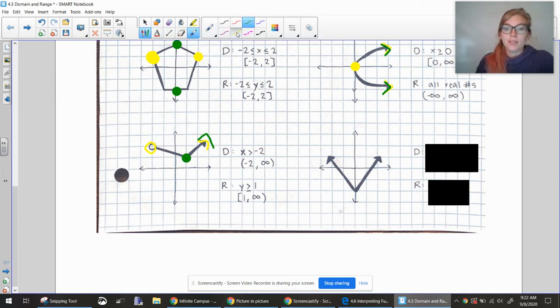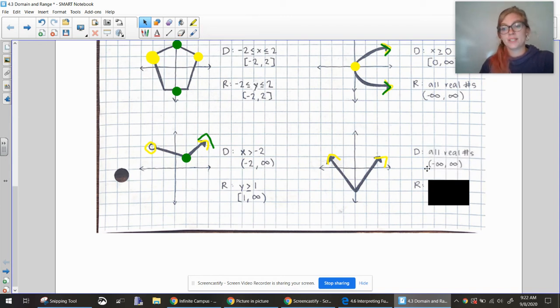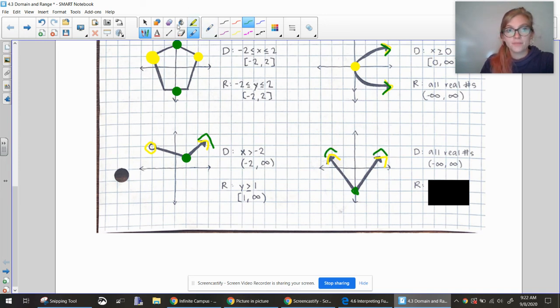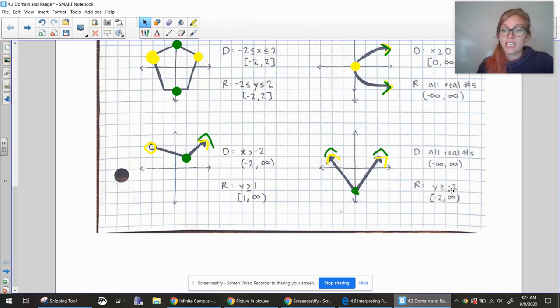Finally, we have one more example. Here, our leftmost point is an arrow, our rightmost point is an arrow, so our domain is all real numbers. To find our range, we're going bottom to top, so our bottommost point is where y equals -2, and our topmost point on either side is an arrow. So we're starting at -2, we're moving up for infinity, so y is greater than or equal to -2, or we can write this in interval notation as -2 to infinity.